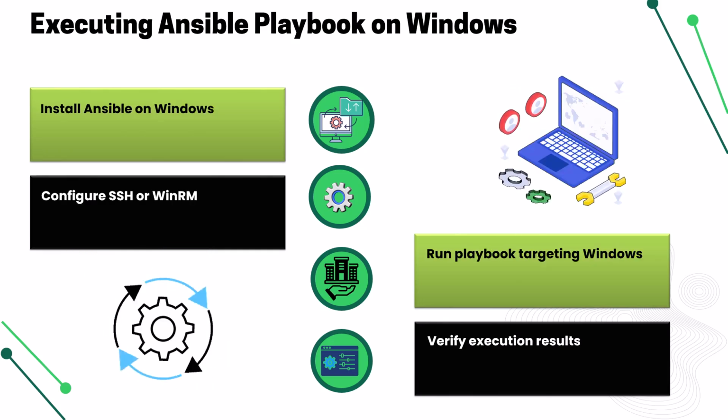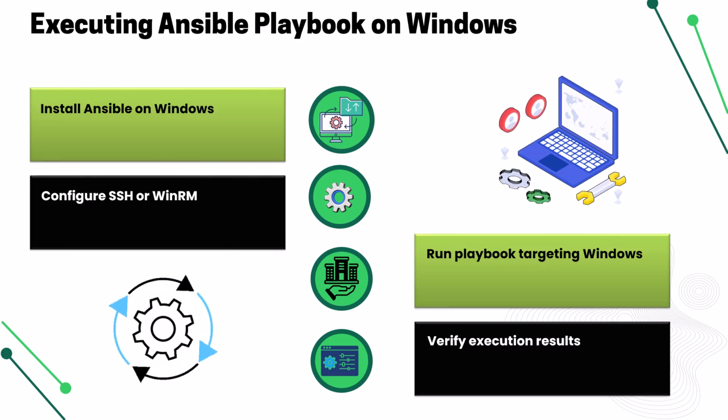You heard that right, Ansible works with Windows too. First, we'll install Ansible because hey, no automation without the right tools. Next, SSH or WinRM. It's like choosing tea or coffee, but for remote access. Then we execute our playbook, lights, camera, action. Finally, we verify results, ensuring our Windows machines obey our automation commands.